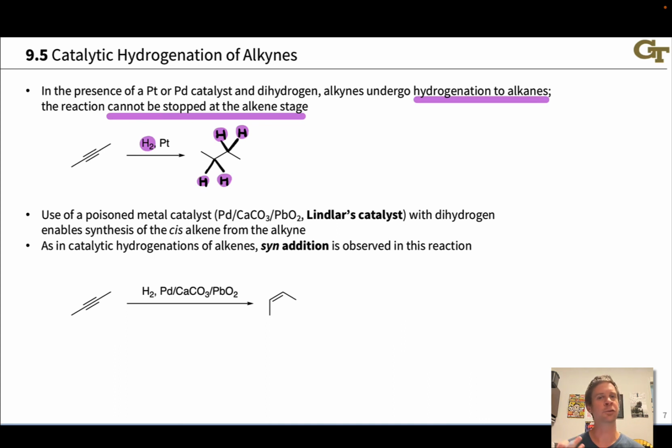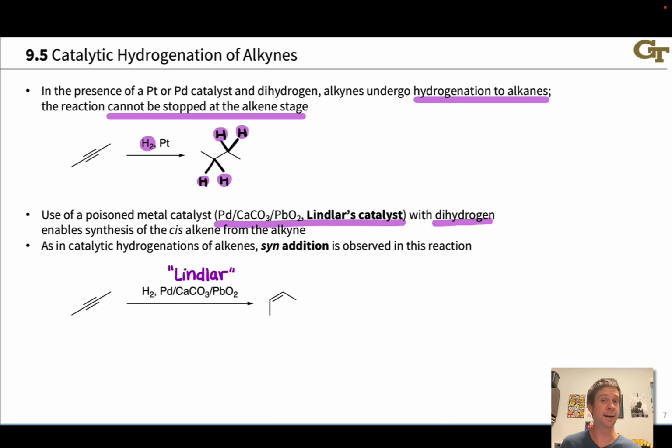If we make the catalyst worse, we can get this reaction to stop at the alkene stage, and this is done by so-called poisoning of the catalyst. The most common method uses what's called Lindlar's catalyst, palladium together with calcium carbonate and a little bit of lead-4 oxide. You don't need to remember the specific chemical makeup of the catalyst. It's completely fine to just write Lindlar rather than this chemical formula.